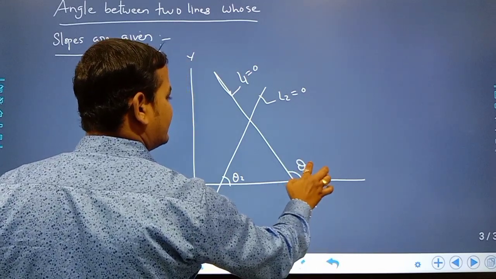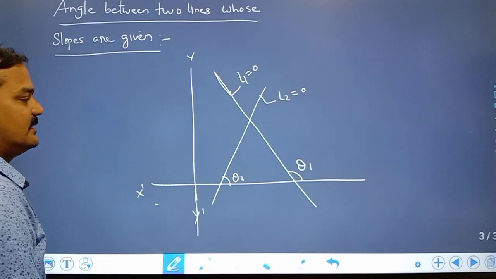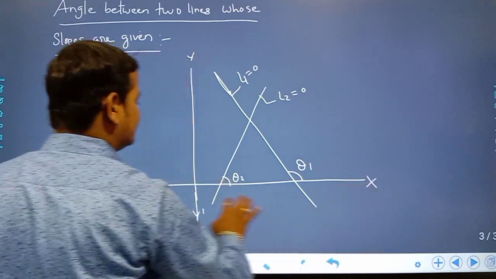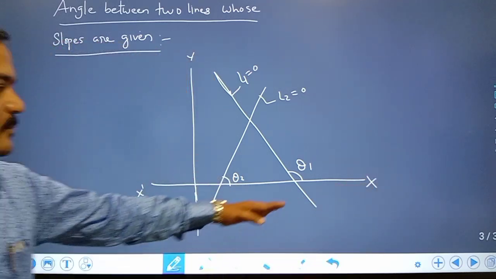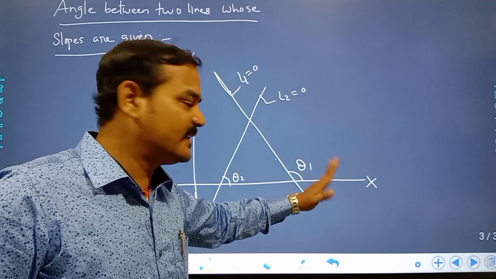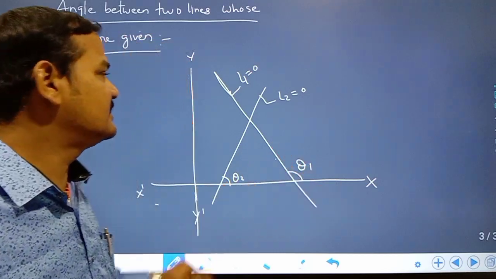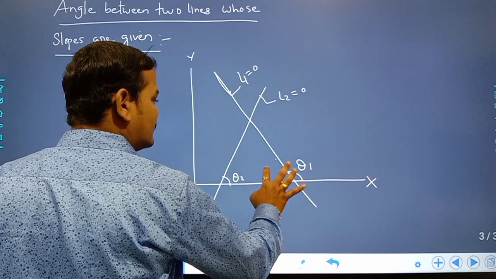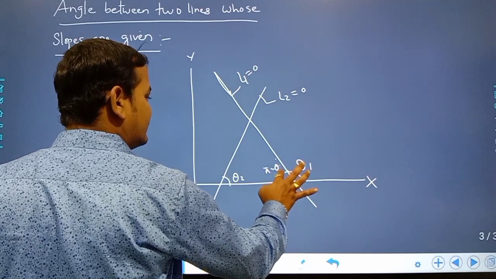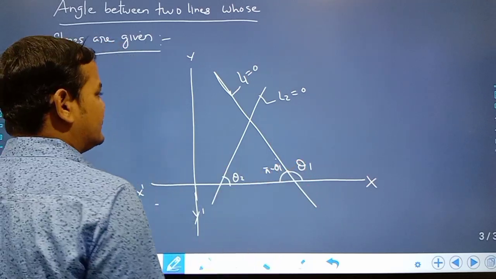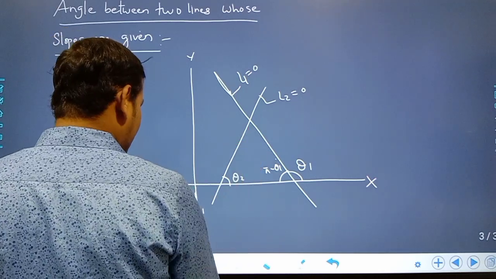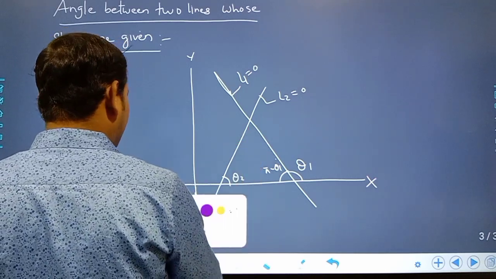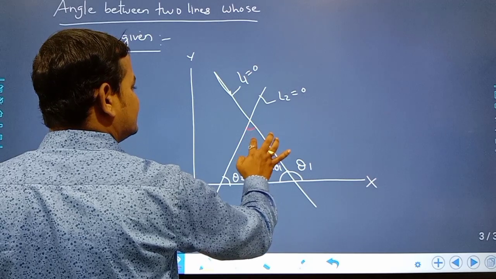This is the angle of the line with the positive direction of the x axis. So this is theta 1, this is theta 2. Here the angle is pi minus theta 1. This is the pi minus theta 1. Suppose this angle I am considering as theta.